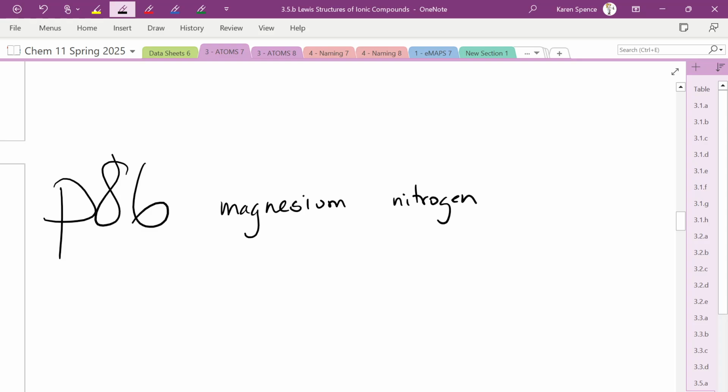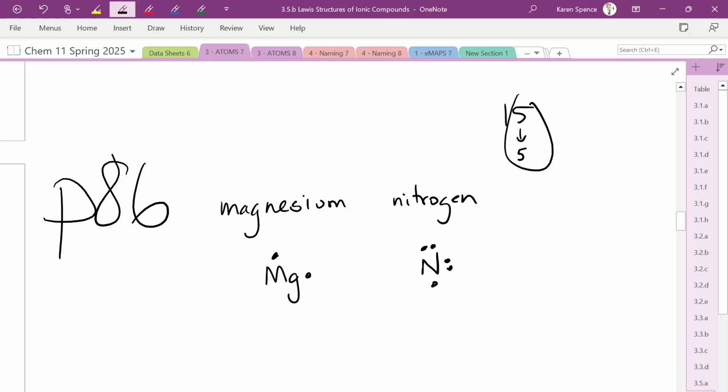Magnesium is in group 2. How many valence electrons does it have? 2. Okay, so we got 1, 2. Do we put them together or separate? Separate. Okay, so there's magnesium. Nitrogen. What group is nitrogen in? Nitrogen is in group 15. How many valence electrons? 15 gives us 5. So 1, 2, 3, 4, 5.